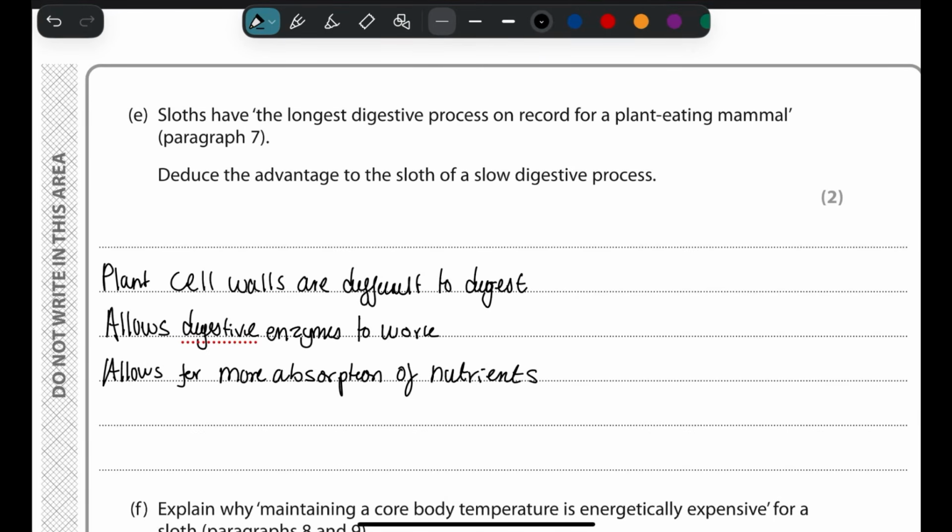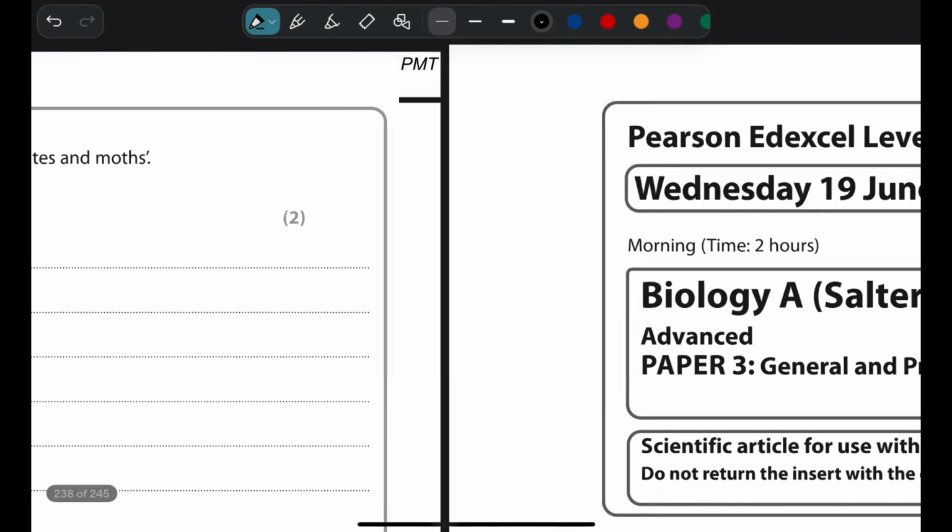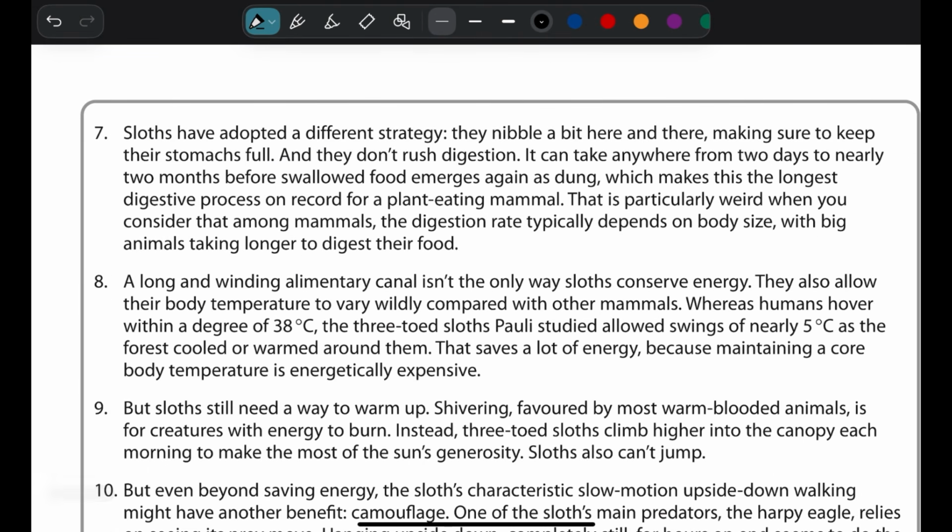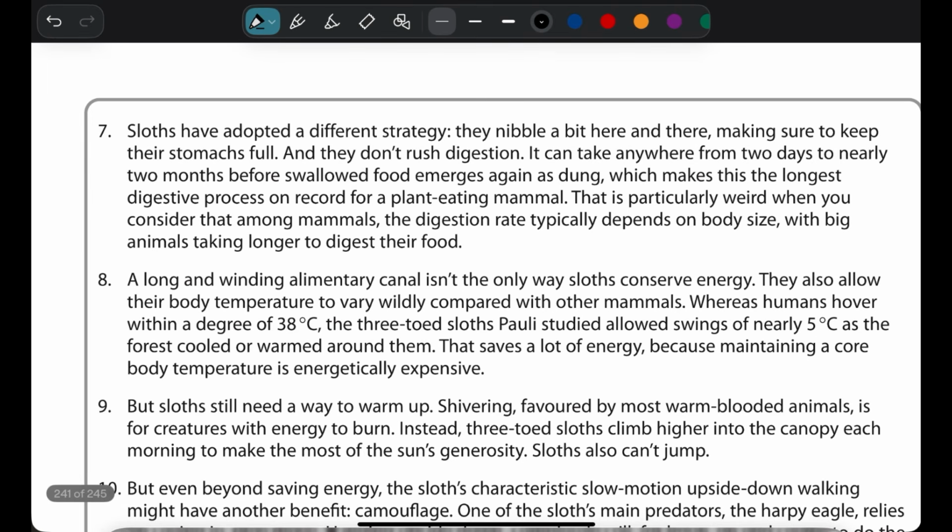Okay, so sloths have the longest digestive process on record for a plant-eating animal, paragraph 7. So again, I'm just going to quickly read for the context, especially because it was a difficult question. So it says that they nibble a bit here and there. Cool. They don't rush digestion. They take a really long time to digest swallowed food. Plant-eating mammal. So underline it properly. Plant-eating mammal as well. Okay, interesting.